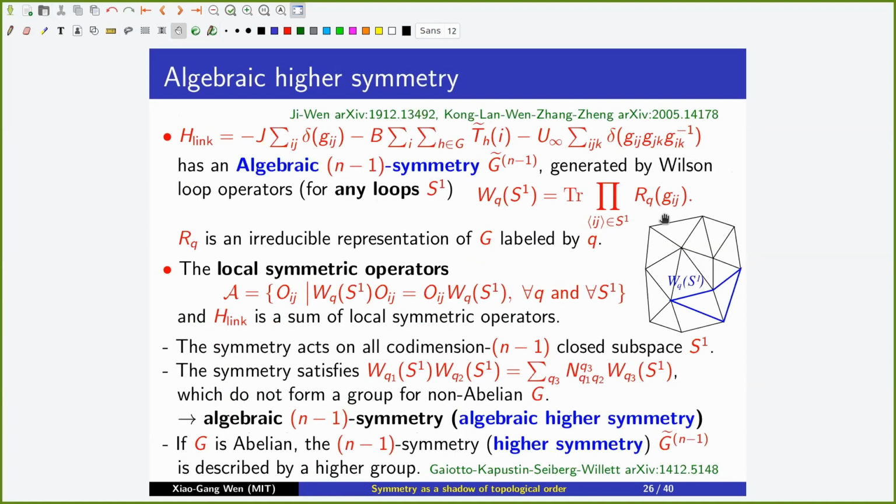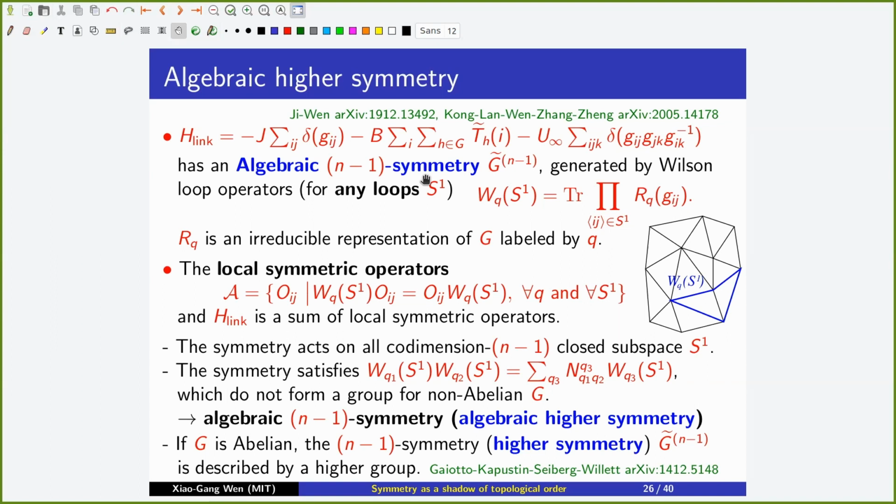So basically, in the Wilson loop operator, they are strings. So when you do the transformation here, the R_q on this side and the R_q on this side both receive a transformation, but these two transformations on this link cancel each other. Therefore, this Wilson loop operator is invariant under this T transformation. So this operator commutes with this Hamiltonian. Therefore, this is what we call the higher symmetry. It's an algebraic (n-1) symmetry.